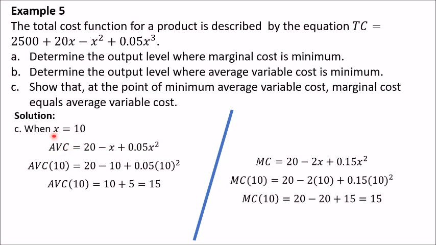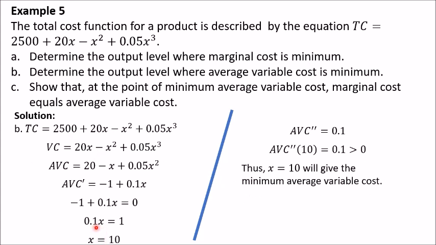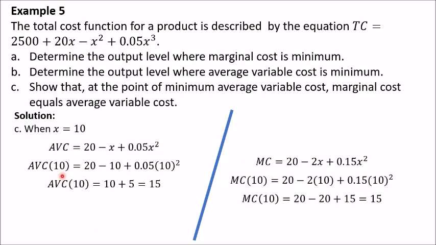And then, when x equals 10, kasi 10 yung nakuha nating value in this previous one, the minimum value that this ABC or the average variable cost function will give the minimum at x equals 10. So, substitute natin yan dun sa ABC para makita natin na equal sila dun sa MC.